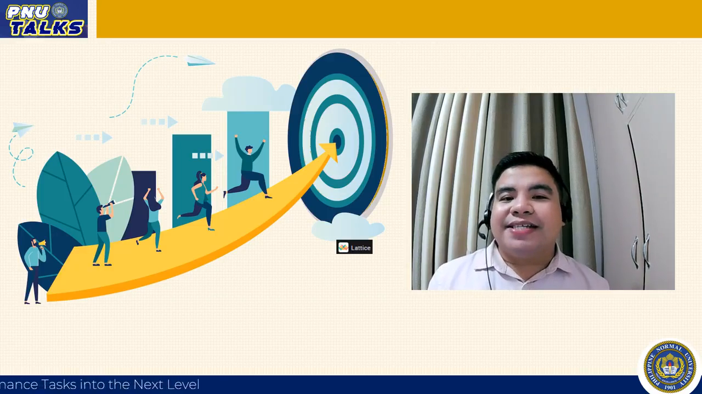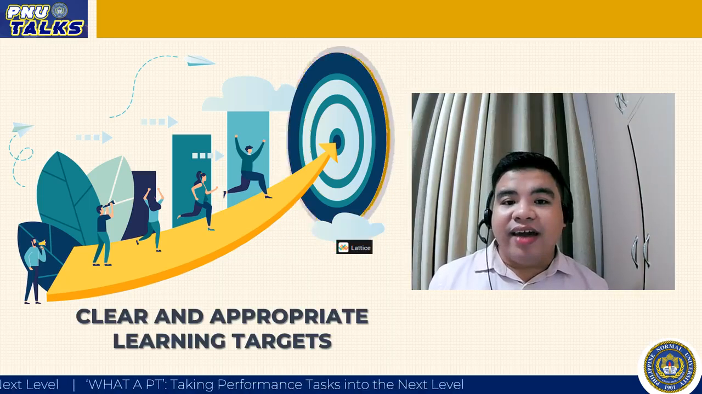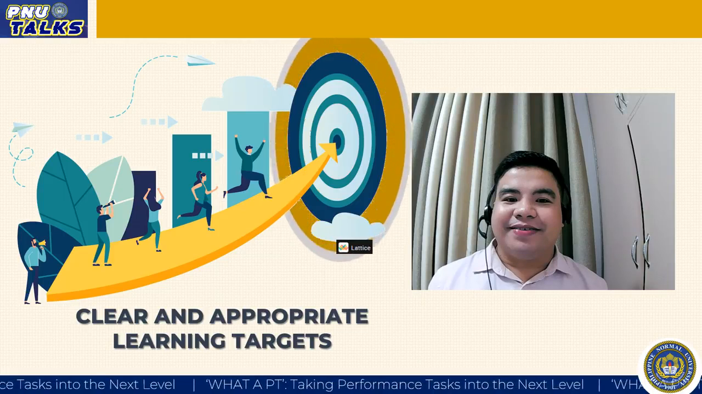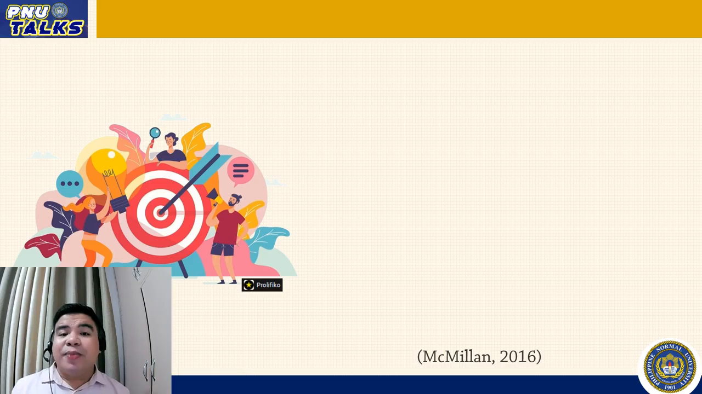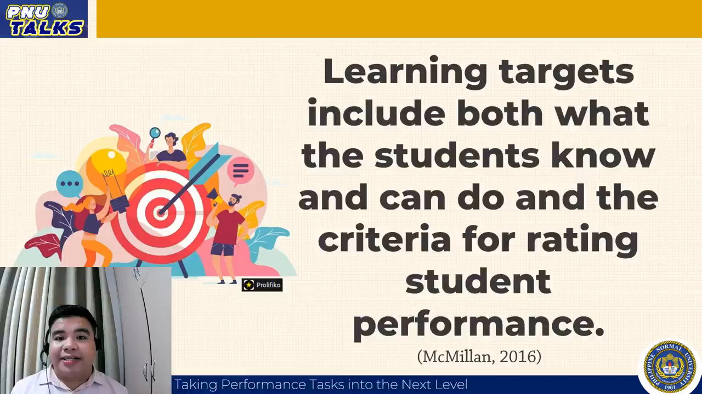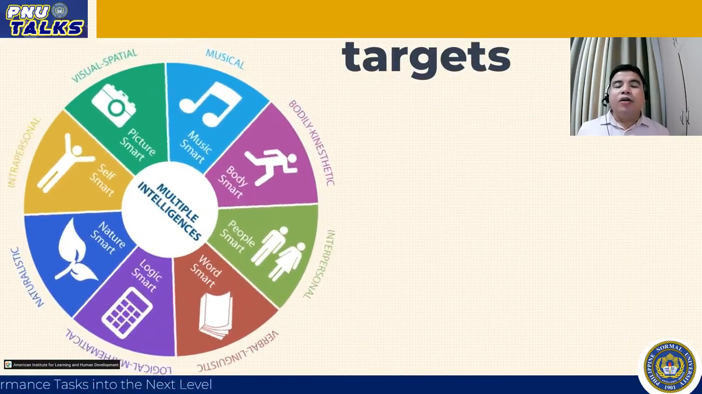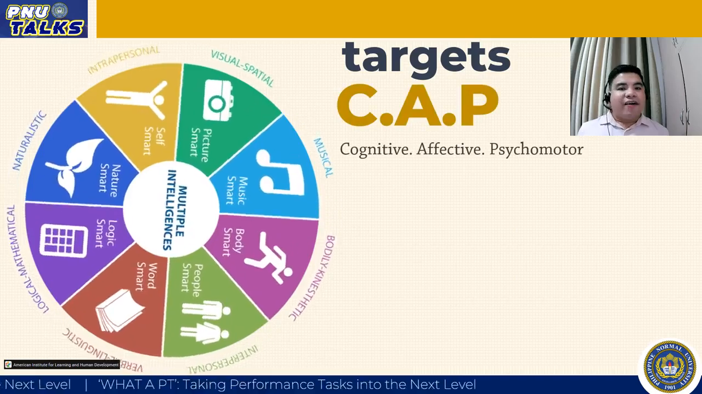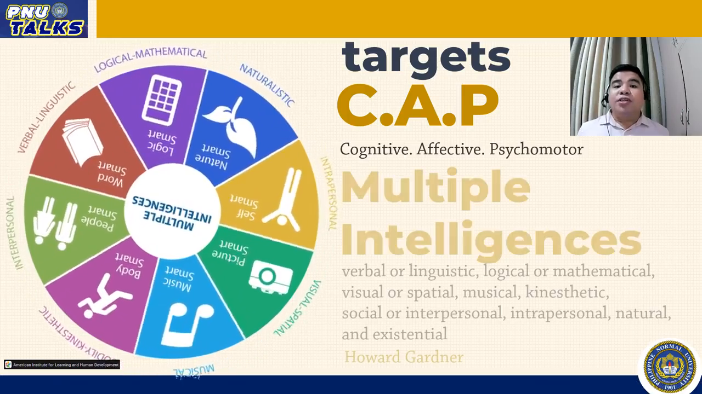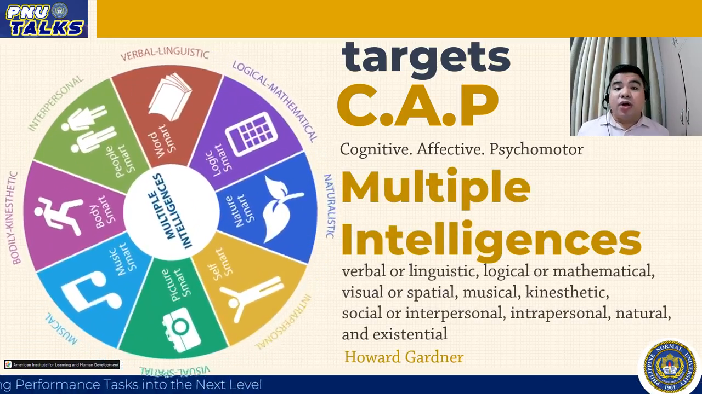To begin with, a sound performance task begins with clear and appropriate learning targets. This has been elaborated by Milan in 2012 in his book Classroom Assessment. He further adds that learning targets include both what the students know and can do and the criteria or rubric for rating student performance. Moreover, all domains of learning, cognitive, affective, and psychomotor, can be targets of assessment. Likewise, multiple intelligences can also be the goals of assessment.